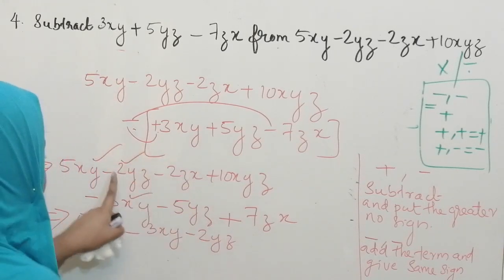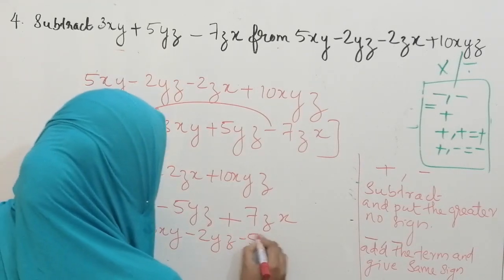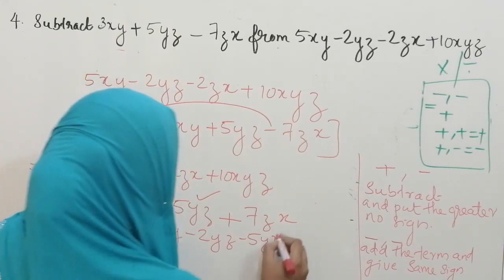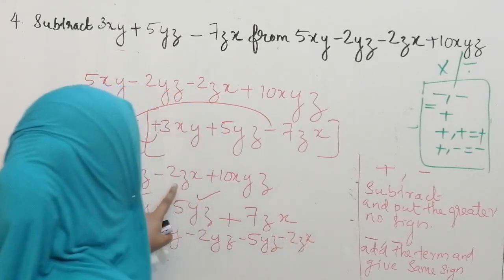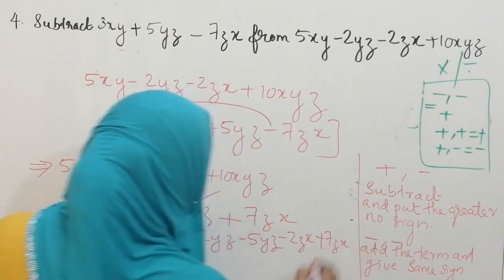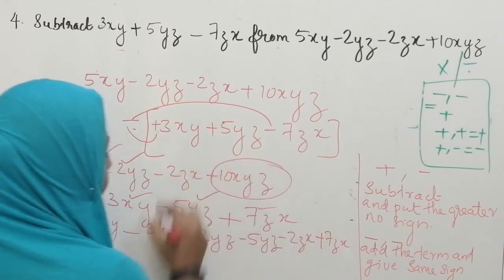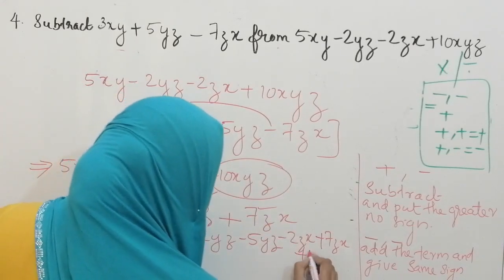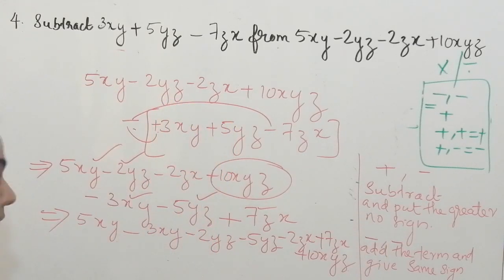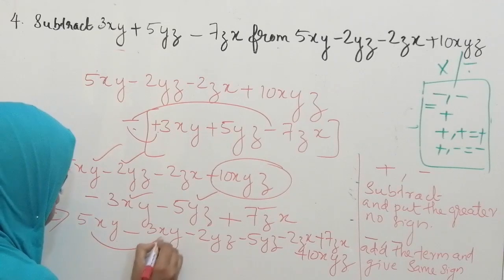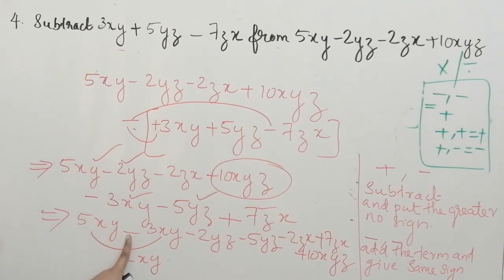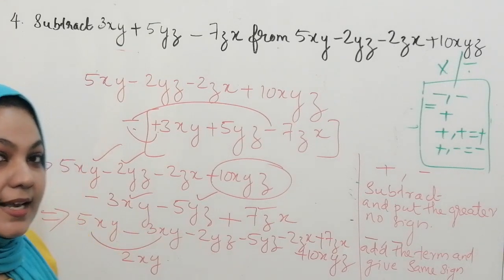What is the like term of minus 2yz? Minus 5yz. So that we finish. Next is minus 2zx. What is the like term of minus 2zx? Plus 7zx. The last one is remaining, that you can write here. Therefore, which answer will we get? 5xy minus 3xy is 2xy, because here plus and minus, so you have to subtract and give the greater number's sign.